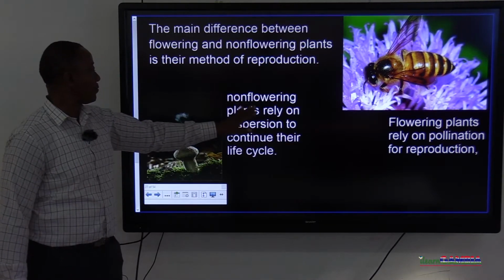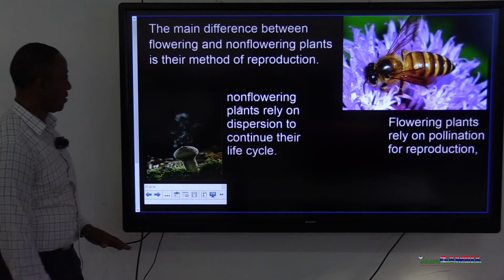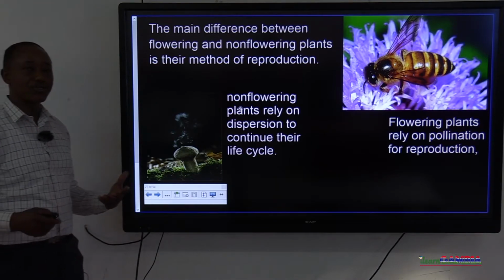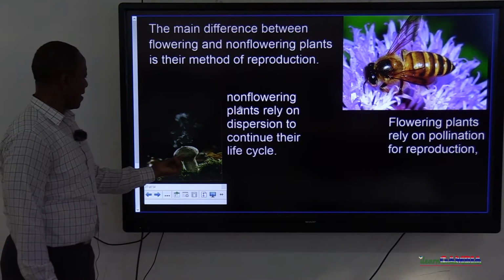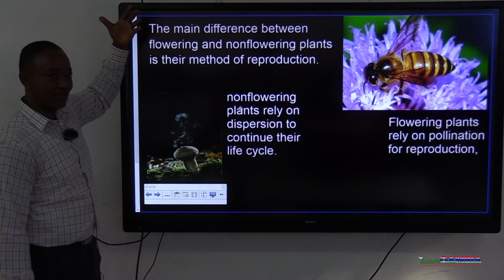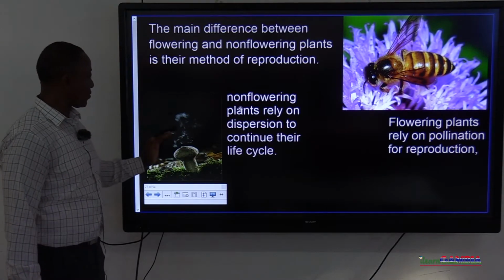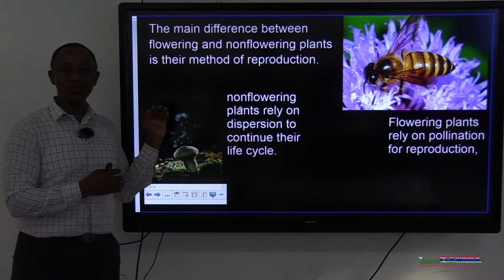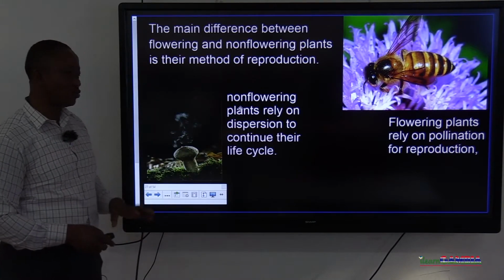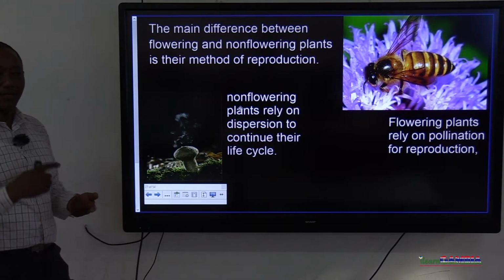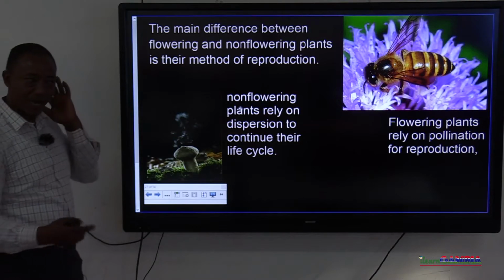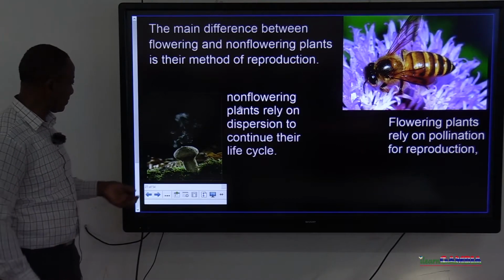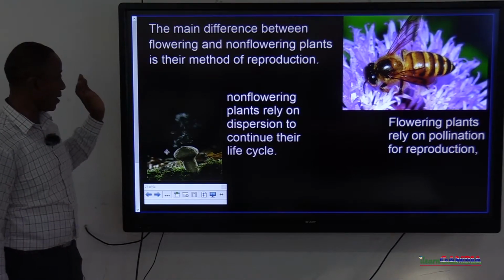Non-flowering plants, we say they rely on dispersion to continue their life cycle. Remember we said they produce spores. The spore they produce simply is released into the air, and then they depend on the wind action. So the wind will blow the spores, and whenever the spores land on a suitable environment, they need soil and moisture, wetness in the air, that will help them to start germinating, and then they grow again.